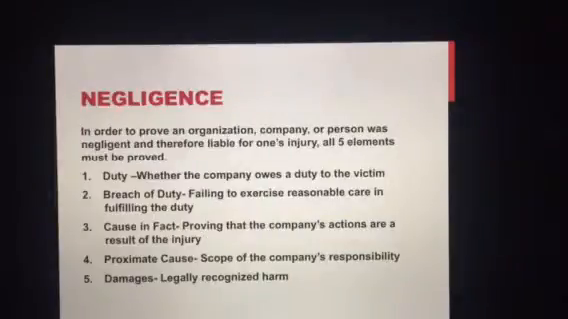There are 5 elements which must be proved in order to sue a person, company, or organization for negligence. Duty is whether the company owes a duty to the victim. Breach of duty is failing to exercise reasonable care in fulfilling the duty. Cause in fact, which is proving that the company's actions are a result of the injury. Proximate cause is the scope of the company's responsibility. Lastly, damages, which is legally recognizing the harm.